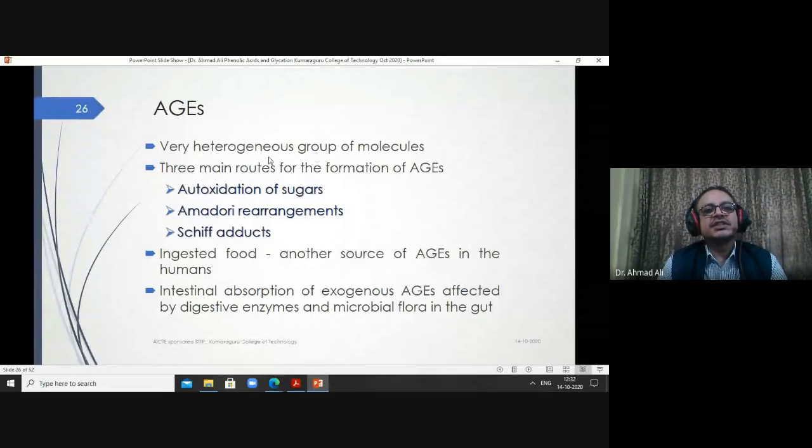So what are AGEs? These are a very heterogeneous group of molecules. More than 200 molecules have been discovered so far. There are three major routes of formation of advanced glycation products. One is auto-oxidation of sugars, meaning the sugar molecules in the body undergo auto-oxidation, Amadori rearrangements and Schiff bases. And as I mentioned previously, ingested food items are another very important source of AGEs in the body. Intestinal absorption of exogenous AGEs is affected by digestive enzymes and microbial flora, so accordingly it varies from person to person.